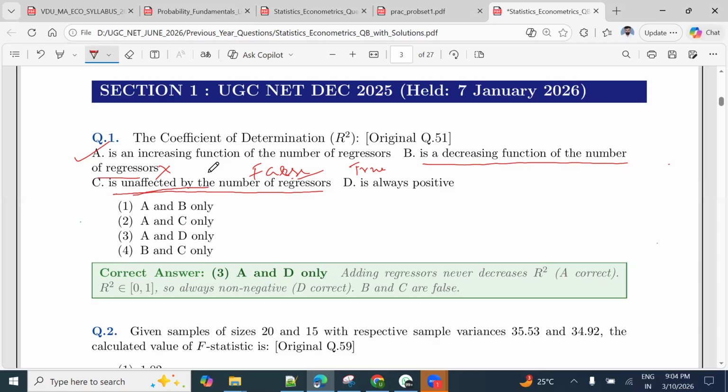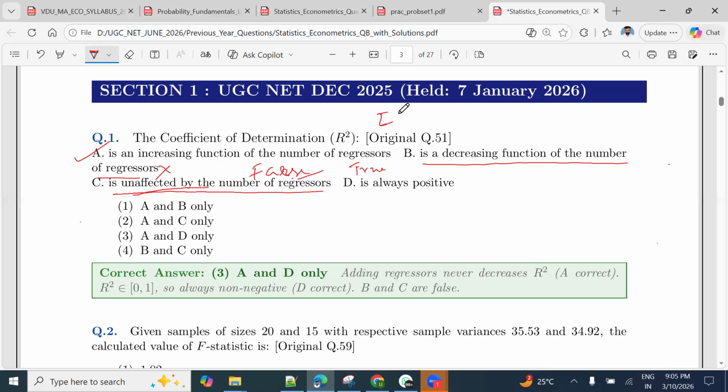I am just telling you what the ESS formula is. ESS formula is like this. We write ESS in deviation form.